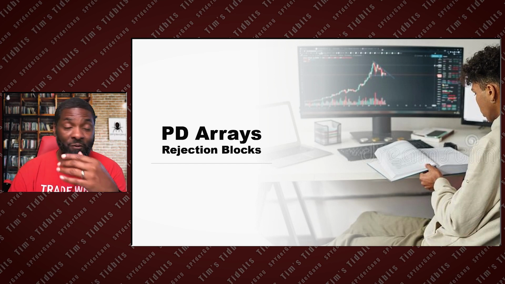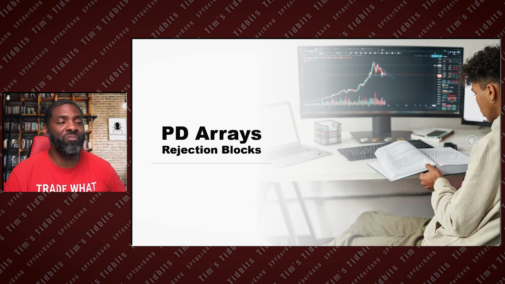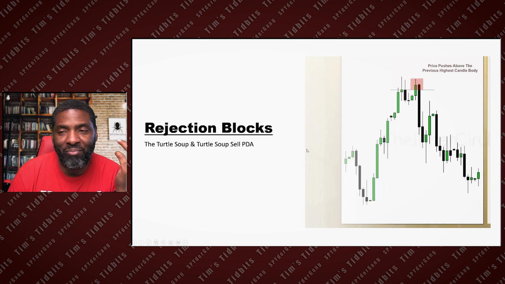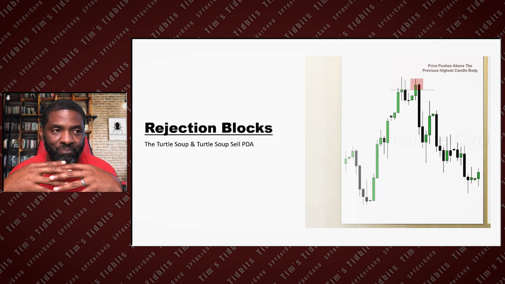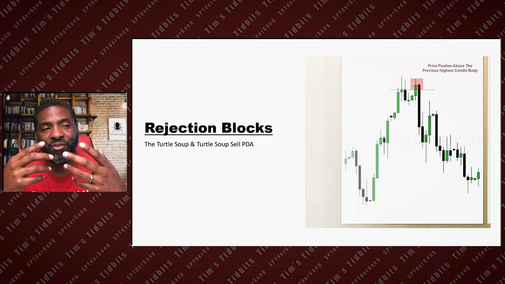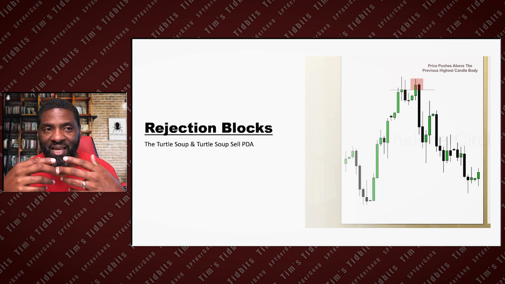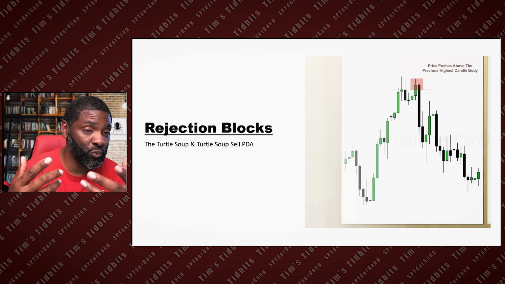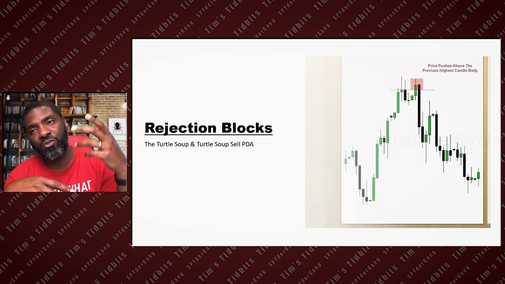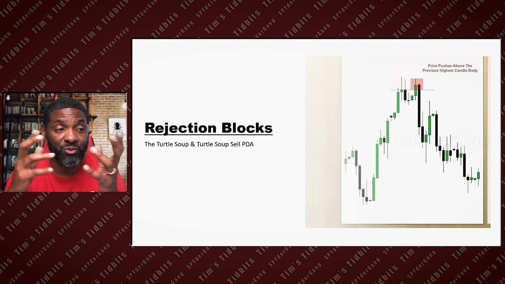Yes, the rejection block. The rejection block is not one that I use often. I kind of look at the rejection block as the turtle soup buy or turtle soup sell PD array. The reason I look at it like that is because the turtle soup is kind of like a setup where it's a false breakout. It's not really a PD array. It's just a false breakout to the upside or the bottom. If it's a false breakout to the upside, you have a turtle soup sell. If it's a false breakout to the bottom, you have a turtle soup buy. That's why I call it the turtle soup buy or turtle soup sell PD array.